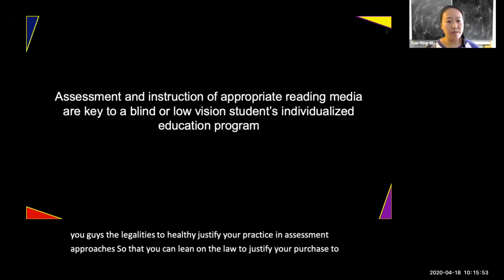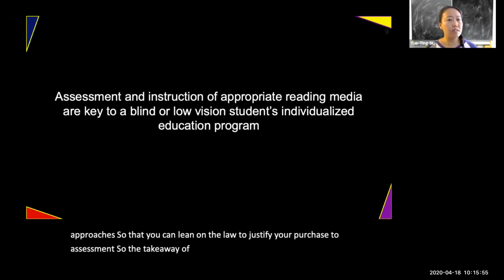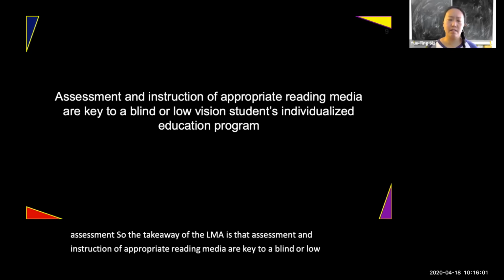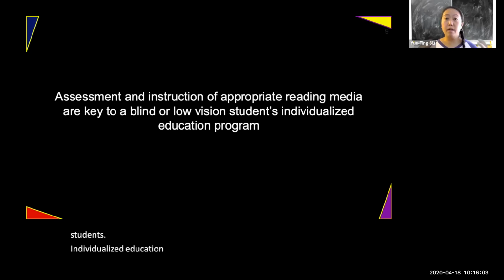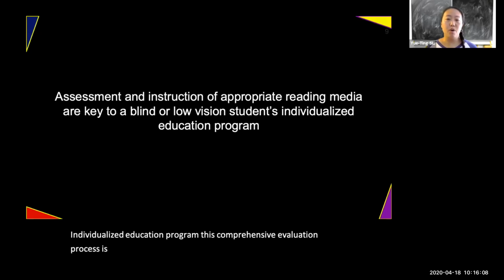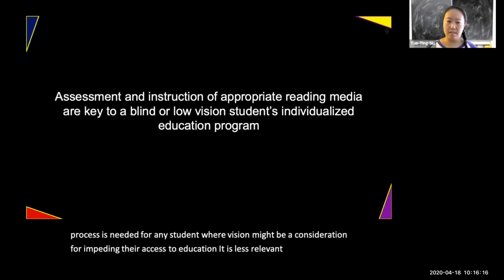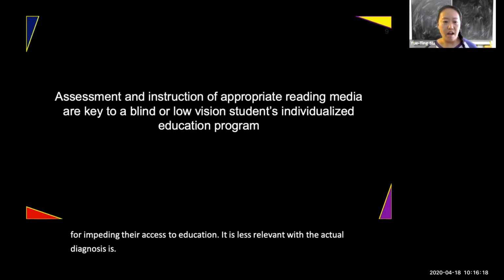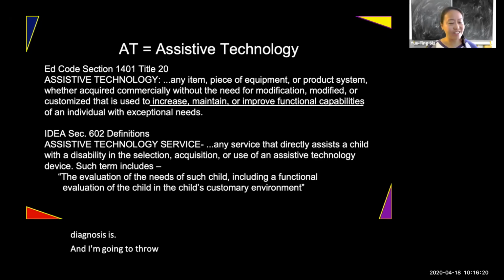So the takeaway of the LMA is that assessment and instruction of appropriate reading media are key to a blind or low vision student's individualized education program. This comprehensive evaluation process is needed for any student where vision might be a consideration for impeding their access to education. It is less relevant what the actual diagnosis is. And I'm going to throw it back to Vanessa to talk a little bit about AT.